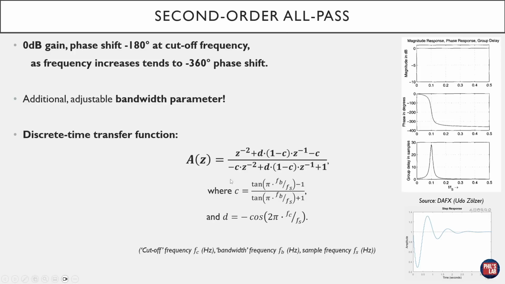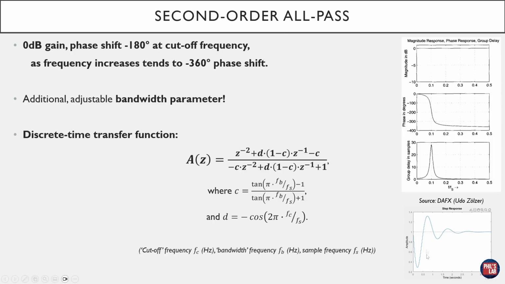The discrete time transfer function is given here. I won't go through it terribly much, but we do now have two filter coefficients, C and D. While C has the same form as before with these two tan terms, you need to note that we're not using the cutoff frequency, we're using the bandwidth parameter frequency. So FB instead of FC in this term. And for our new filter coefficient D, we're using this minus cosine term, where we're using the cutoff frequency in this term instead. So minus cosine 2 pi FC over Fs.